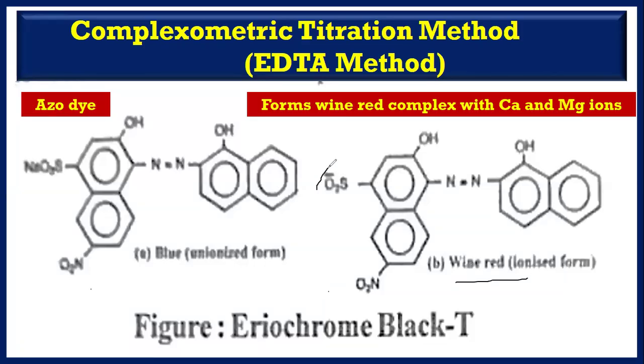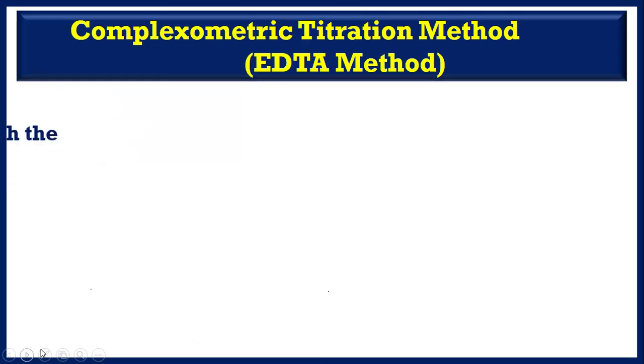Why does it ionize? Because look, there is SO3Na here. Now the sodium gets replaced by calcium and magnesium ions, so only the SO3 minus group remains. In the ionized form, it is of wine red color. So it is very important to note here that EBT also forms a complex with the calcium and magnesium ions, and the color of the complex is wine red, and it is an unstable complex. So these two chemicals are very important.